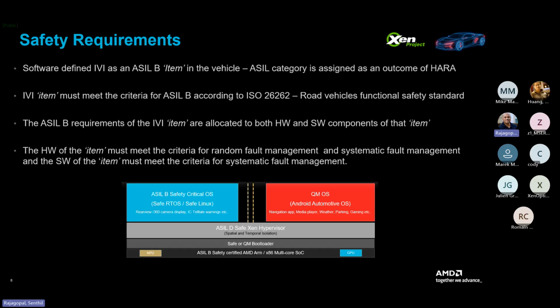If you have mixed criticality software components, how you are going to ensure the freedom from interference is going to be a case-by-case design. So in our example we have the Android automotive operating system, which runs all non-safety critical applications, and an ASIL B safety critical operating system, which provides the functionality to render camera, display, and telltales, etc. And both work as virtual machines on top of a hypervisor.